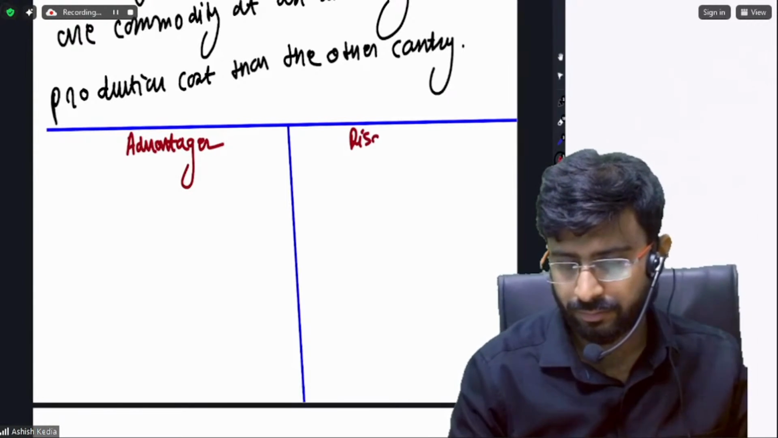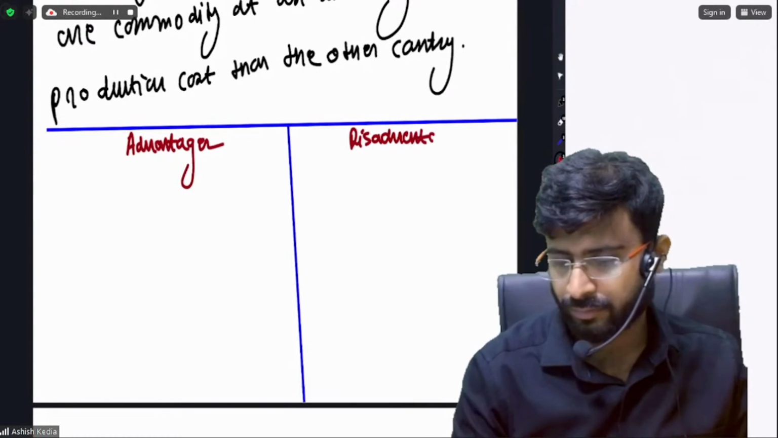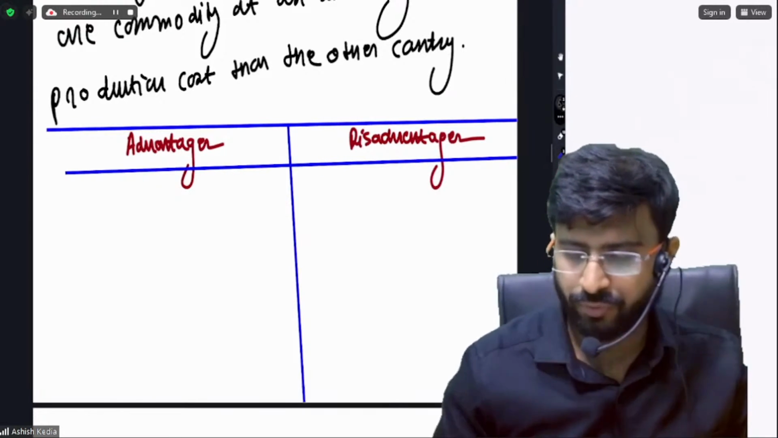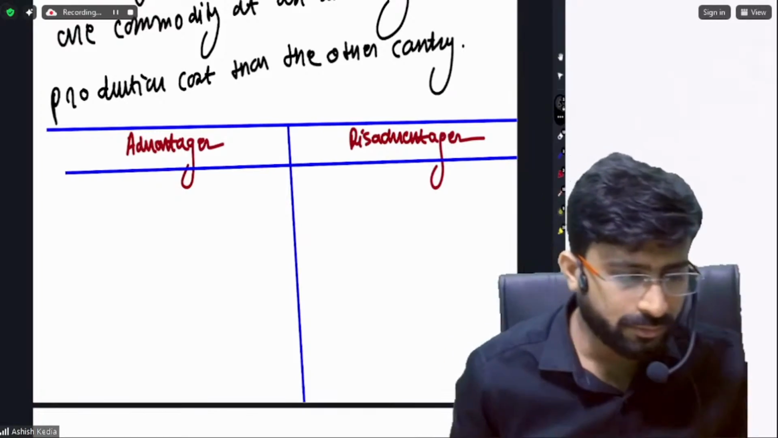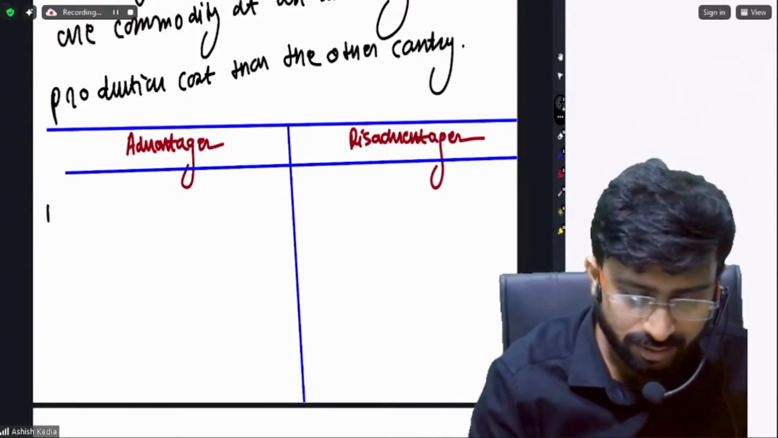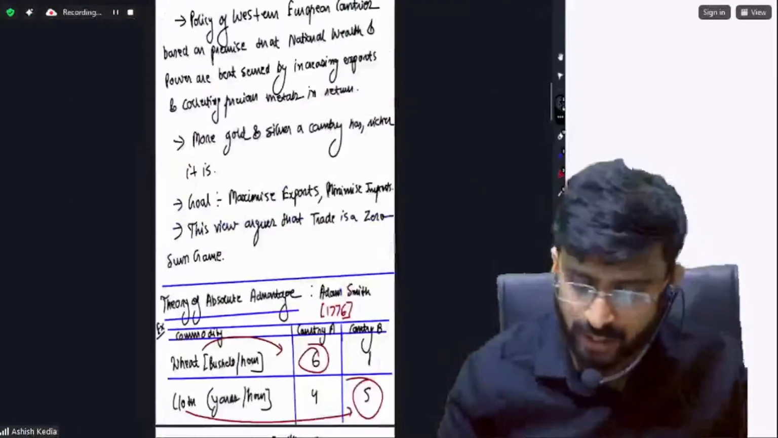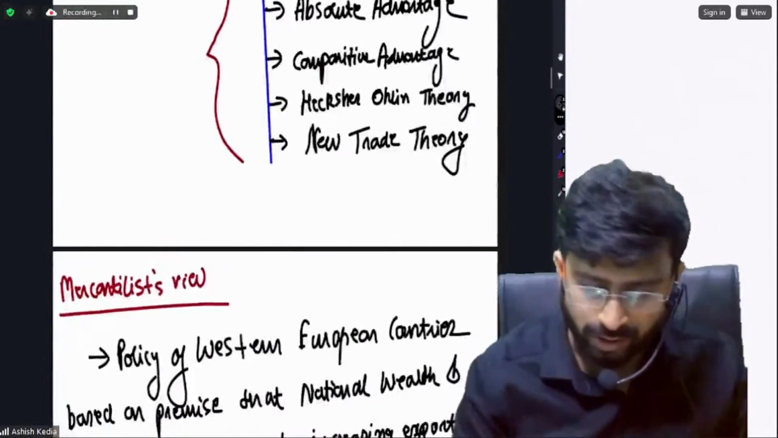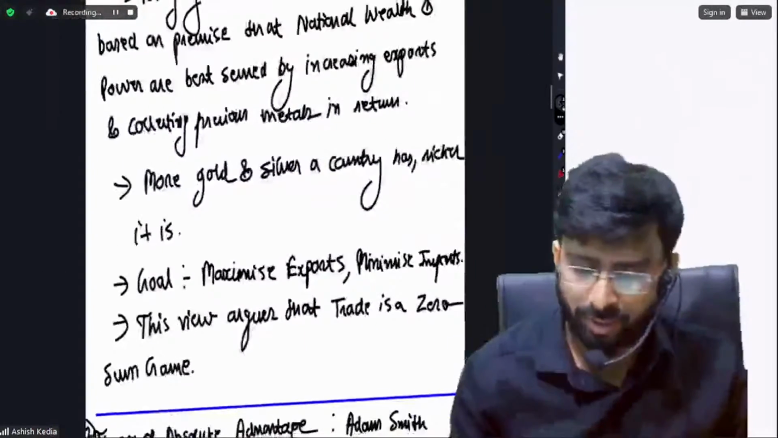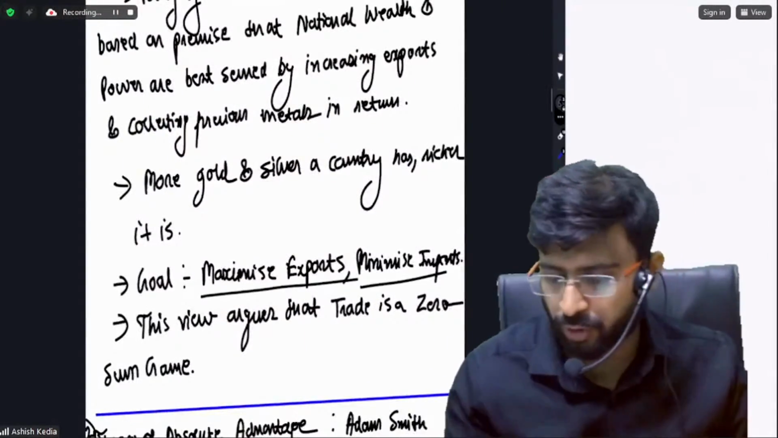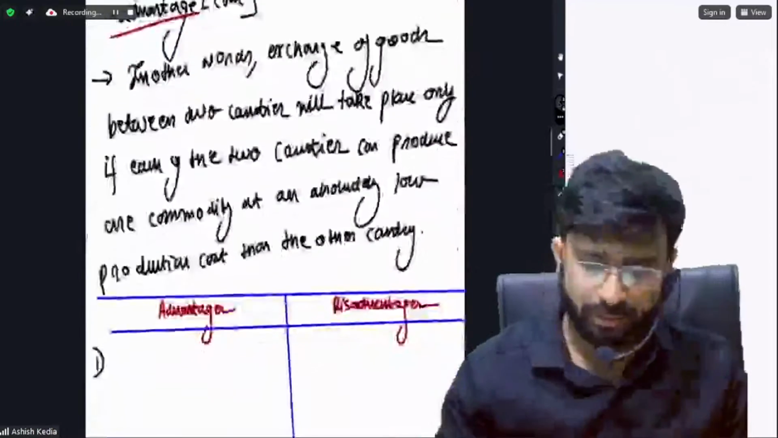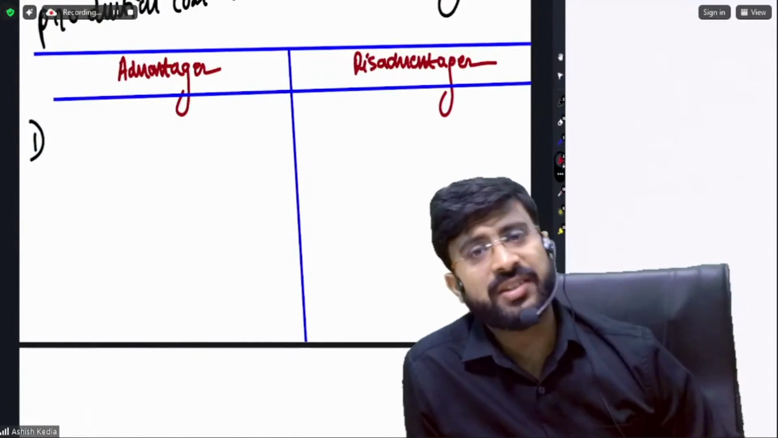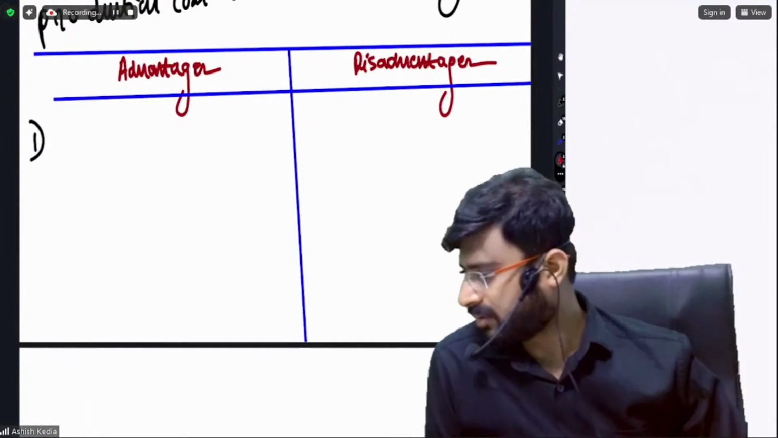Advantages, disadvantages. So friends, try and understand. Advantages, we are talking about this theory only, absolute advantage. First was the mercantilist view. It focuses on maximizing exports and minimizing imports. This theory says export the strength, import the weakness.